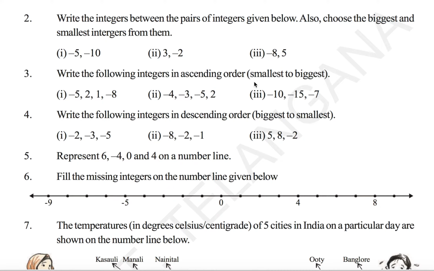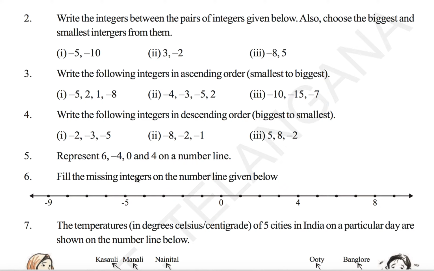Write the following integers in ascending order, smallest to biggest. Minus 8, minus 5, 1 and 2. What about here? Here it is minus 5, minus 4, minus 3, 2. Here minus 5, minus 10, minus 7. Write the following integers in descending order, biggest to smallest. This is already in descending order. What about this? Minus 1, minus 1, minus 2, minus 8. That is the descending order. What about this? 8, 5, minus 2. That is the descending order.